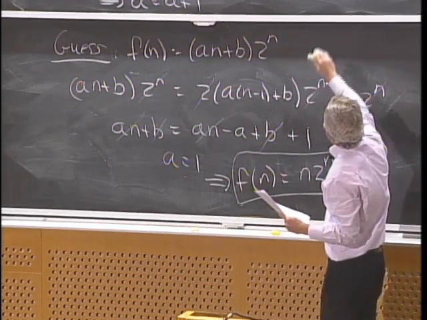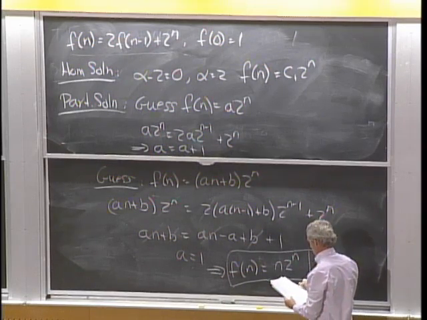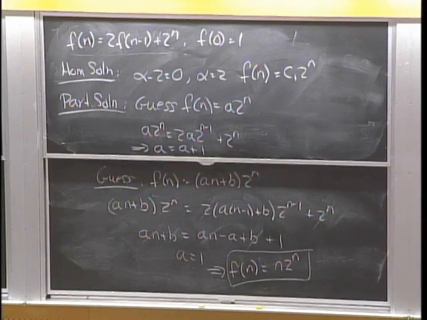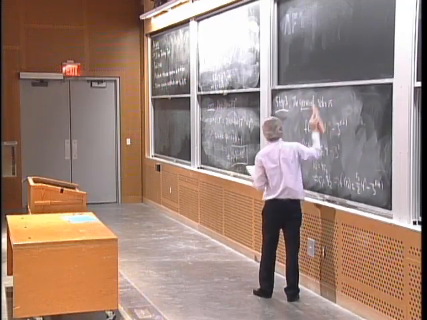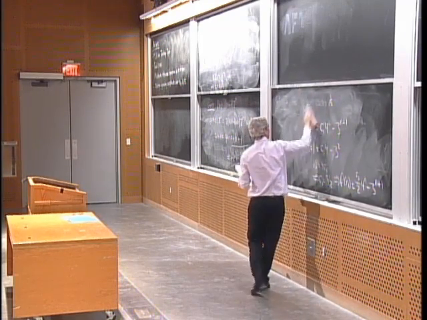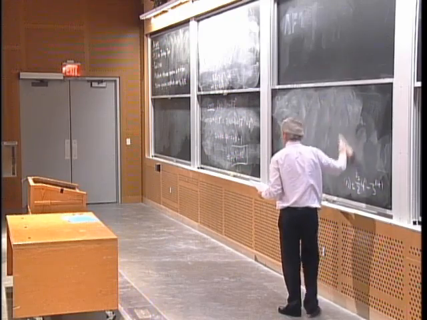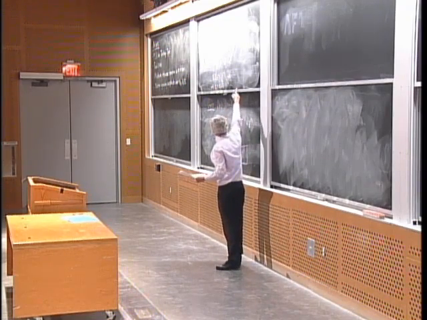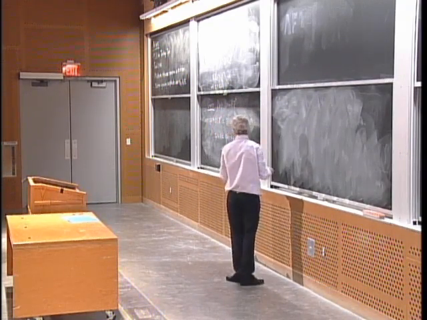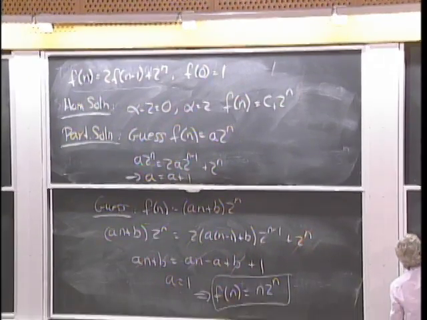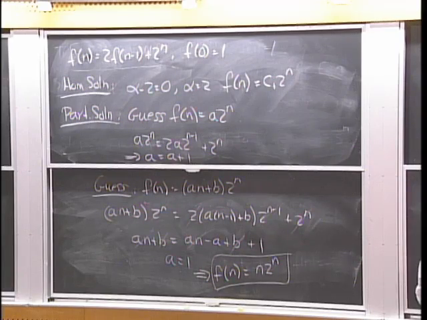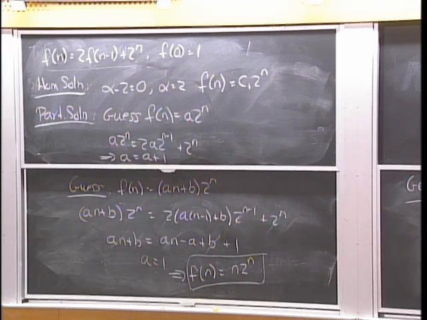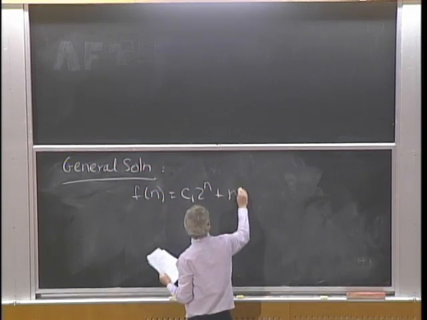And I've got my general solution up there, c1 times 2 to the n for the homogeneous solution. What's the next step? What's step 3? What do I do with these guys? This solution and that solution. Add them together. Good. So the general solution is I have f of n is the sum of c1 2 to the n plus the particular solution, n 2 to the n.